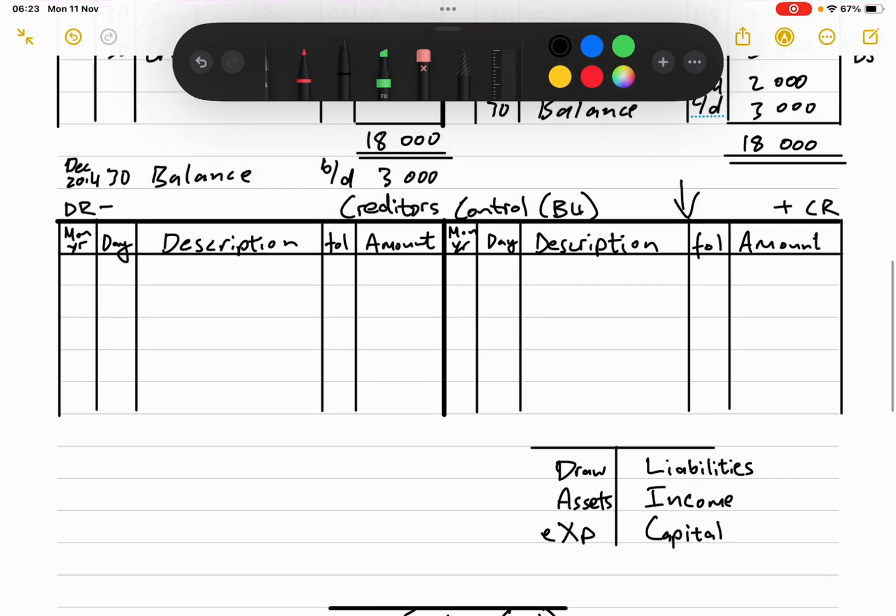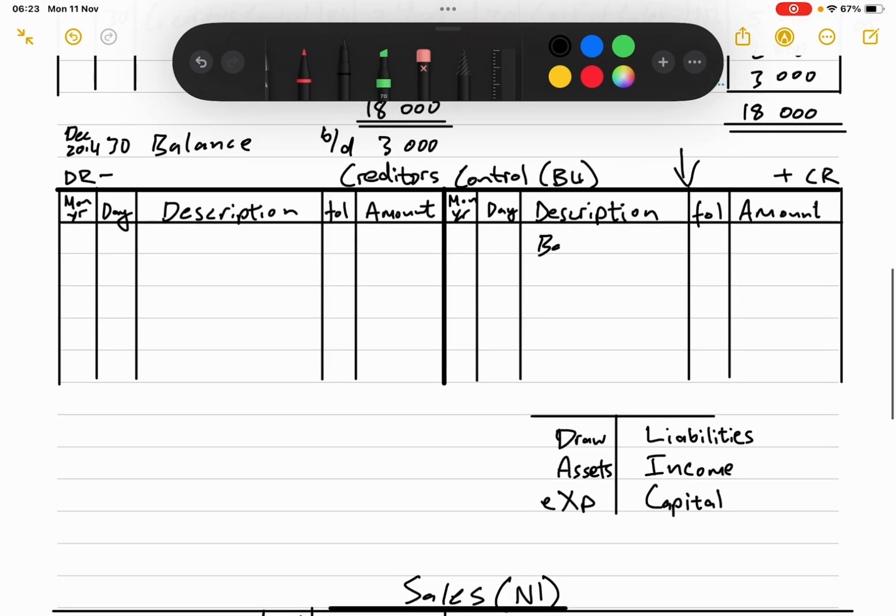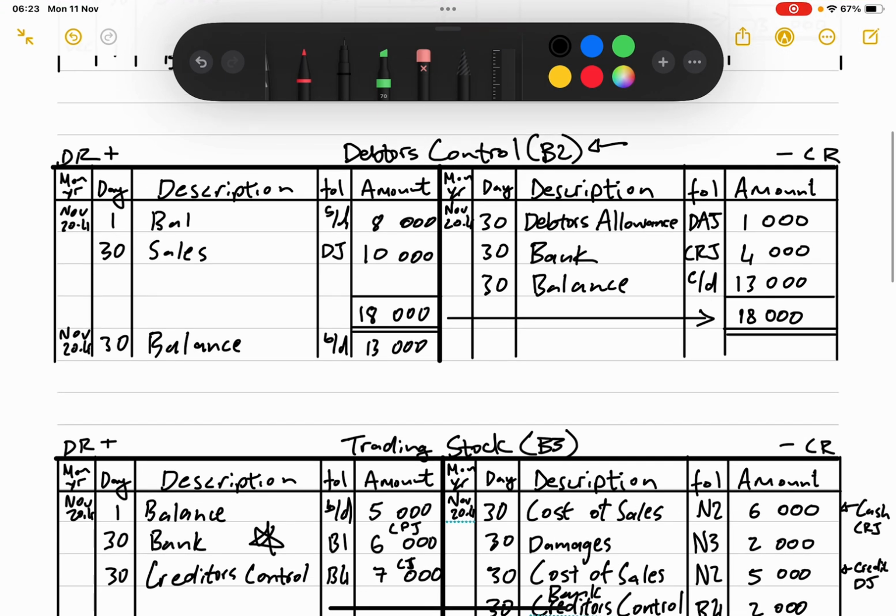Okay. Then creditors control. Last and final one. Last and final boss. But you'll see it's not deep. Here the only difference to debtors control is that you'll have a balance brought down on this side. Let's see, November 2004. I actually just realized I was saying November. This will be December.